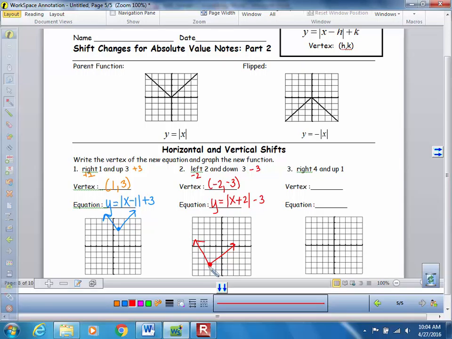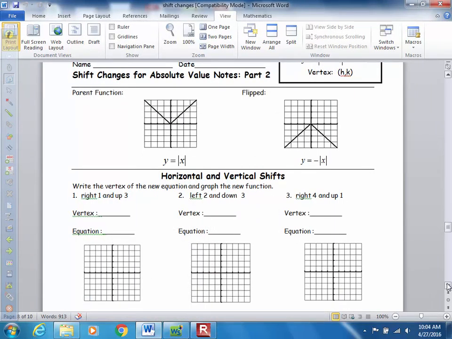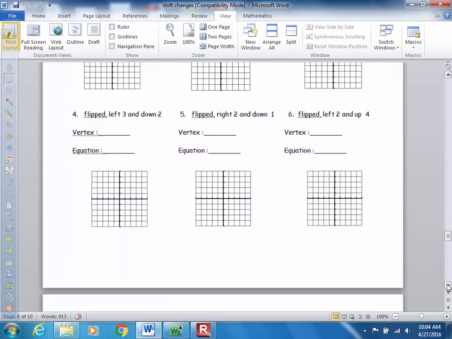Okay. Any questions so far? Can I get my worksheet as the practice? In just a minute.